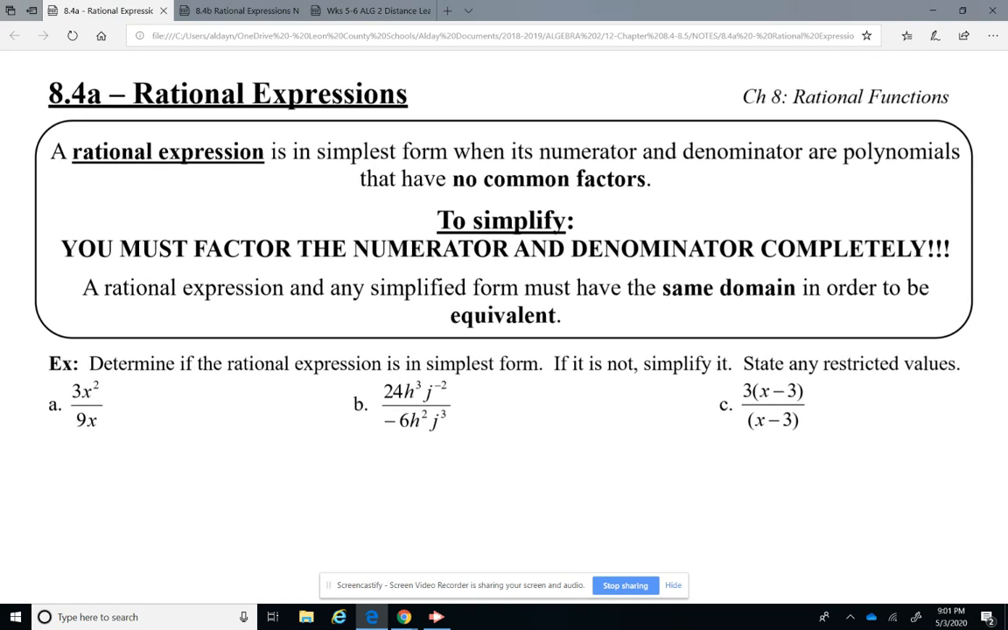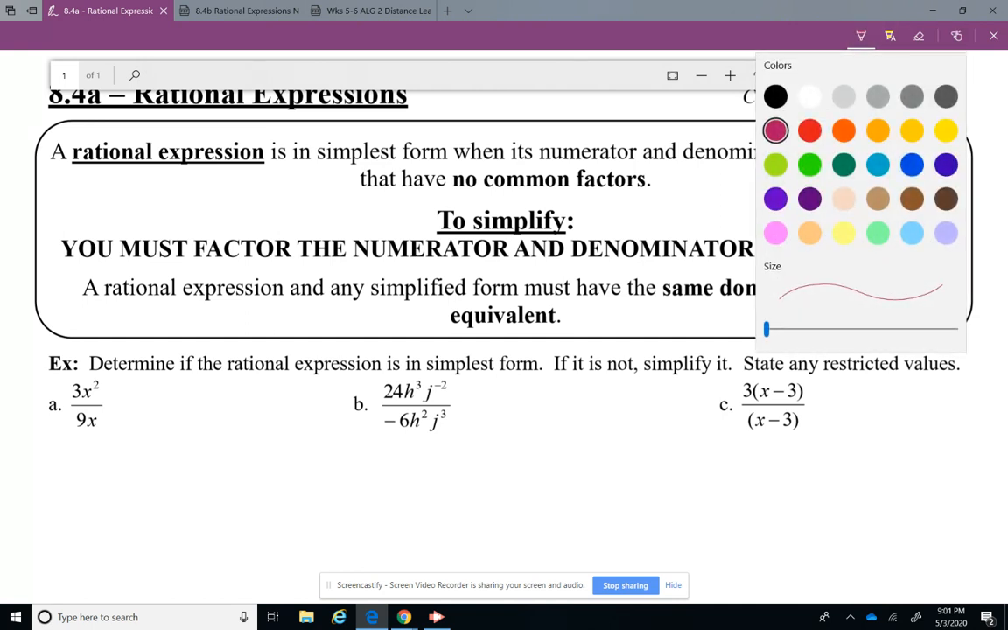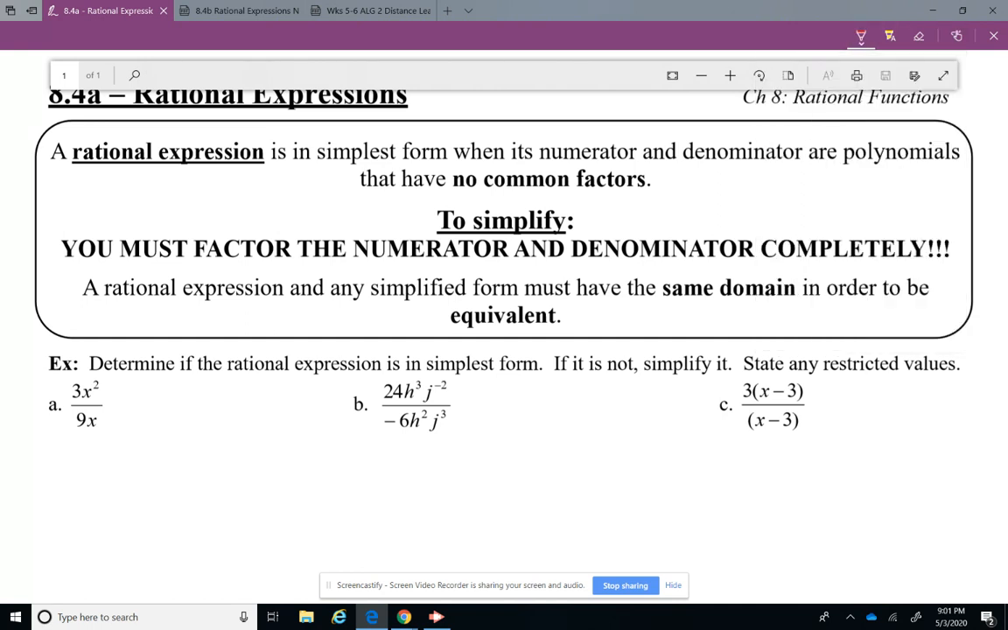Okay, rational expressions. So remember that rational expressions, the root word is ratio, which means a fraction, right? Okay, so don't these look like fractions? A rational expression is in simplest form when its numerator and its denominator are polynomials that have no common factors. So basically you've reduced it, okay? You've simplified it. To simplify, you must factor the numerator and the denominator completely. A rational expression in any simplified form must have the same domain in order to be equivalent.